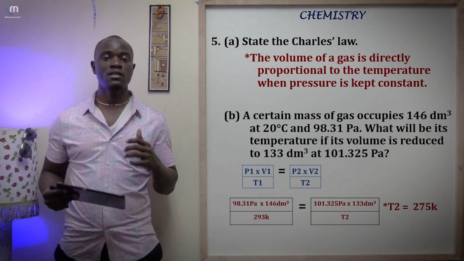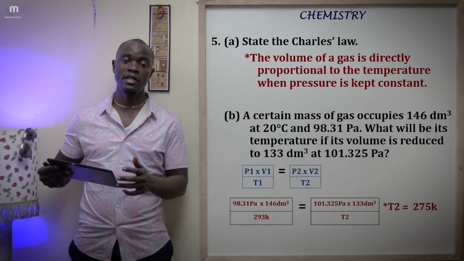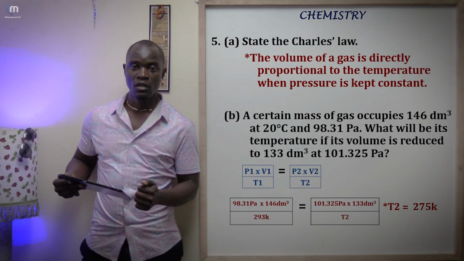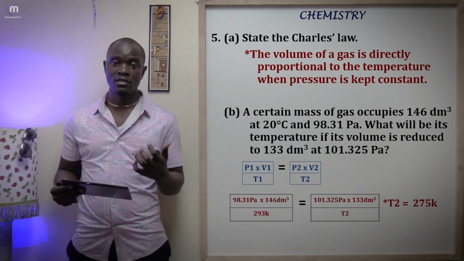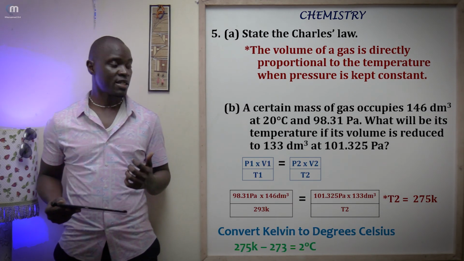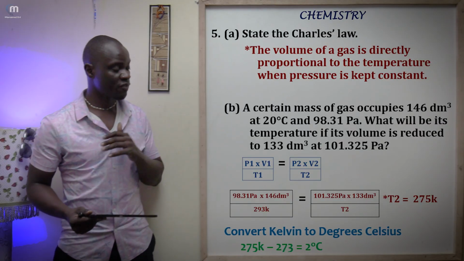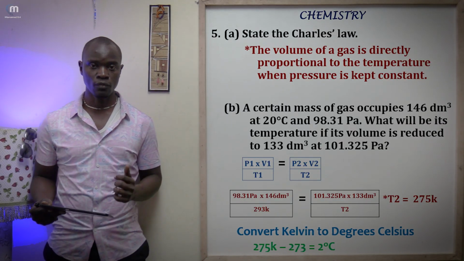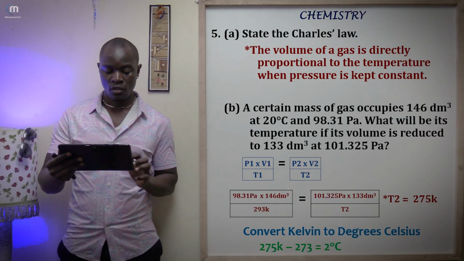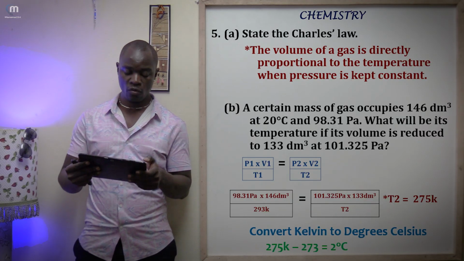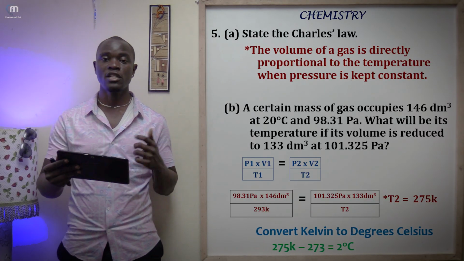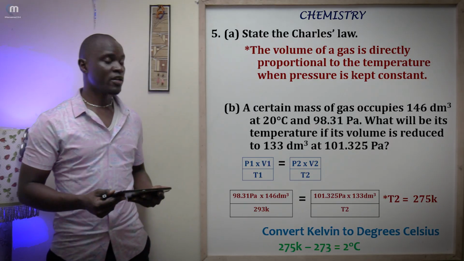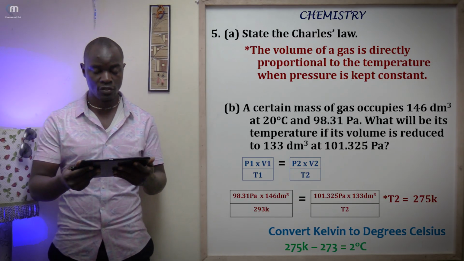But what if the question has asked us to get the temperature in degrees Celsius? So if it has asked us to get the answer in degrees Celsius, you just subtract 273 and then you get the degrees Celsius. Then you're good to go. So concerning these gas laws, remember we had checked them in the previous classes. You can just go and review the different gas laws that we went through.